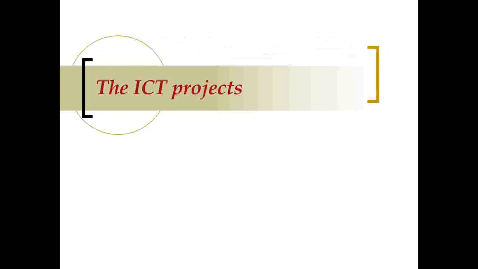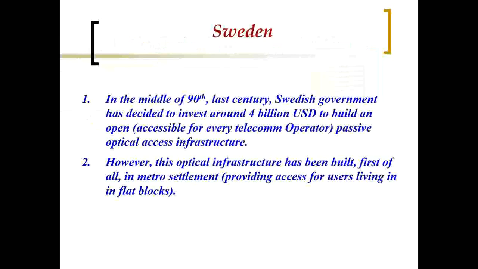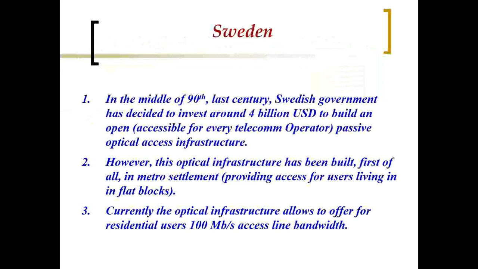The first thing which I'm going to discuss in this lecture are the examples of ICT projects around the world, in Europe. So the first example of a country which I would say is one of the precursors of implementation of ICT infrastructure is Sweden. Sweden in the middle of last century decided to invest around $4 billion United States dollars into the passive infrastructure, which was assumed to be a carrier of carriers, which means that it is open and accessible for every telecom operator, so they can base their services on a general carrier.